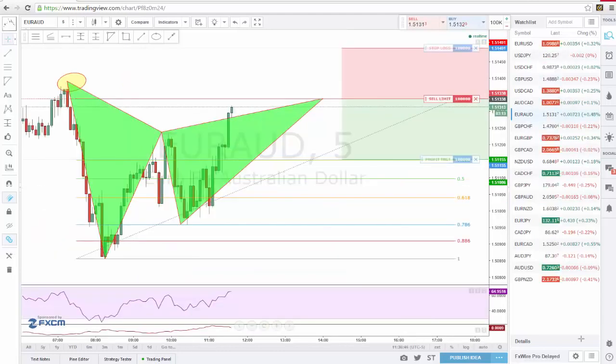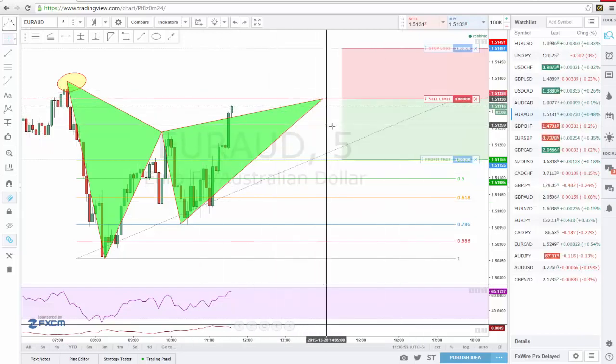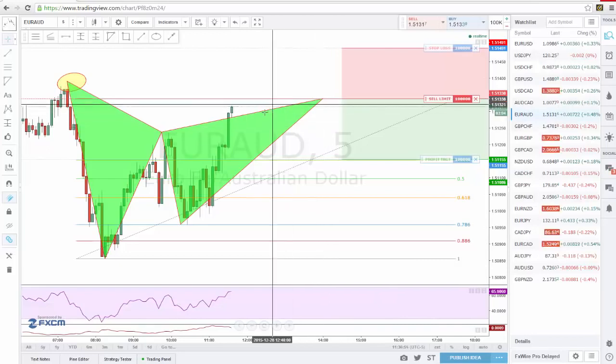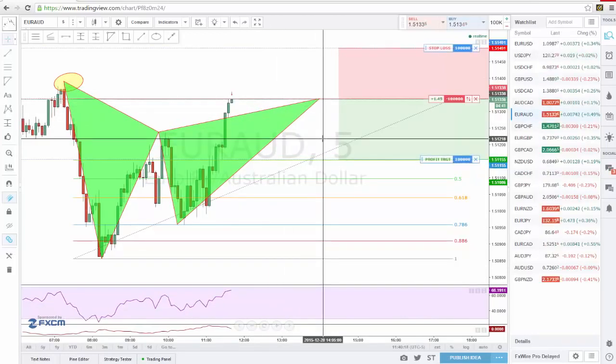Here we are, guys, within a few pips of being filled on our Euro Aussie trade on this Gartley pattern. And I'm just going to try to keep the video rolling and see if I can't capture us being filled on this trade. And there we go, guys. We have now been filled on this Gartley pattern, and I'll keep you updated as the trade plays out.